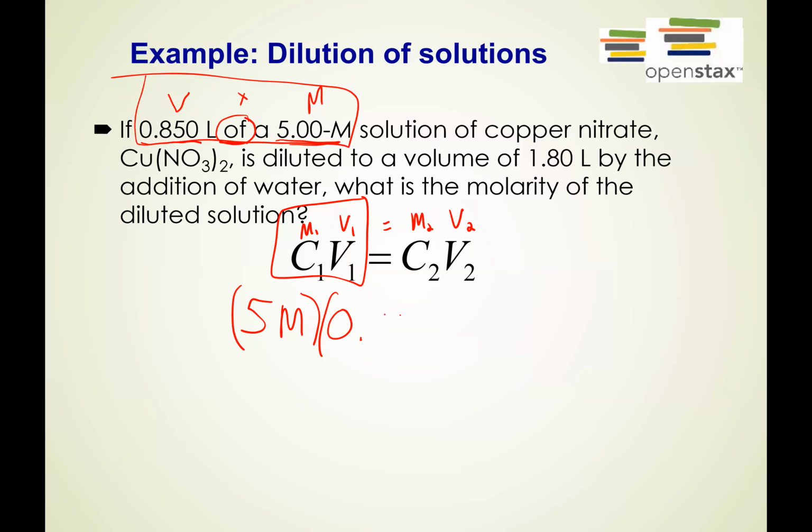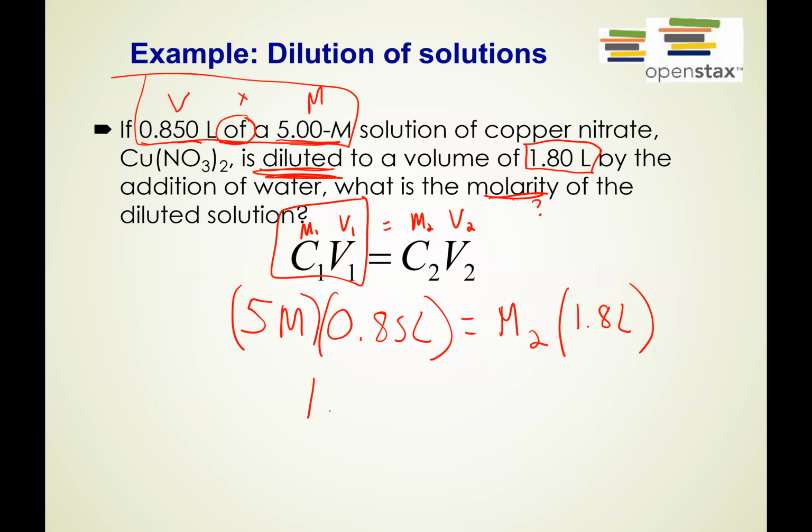Over 0.85 liters equals, now, do you see it says it's diluted to a volume? So when it says that, it's saying, okay, now we're going to the other side of the equation. And so is this 1.8 liters a molarity or a volume? It's a volume. When we do this, what is the molarity of the solution? That's what we're looking for. So we have M2 times our second volume. And then we just solve this.